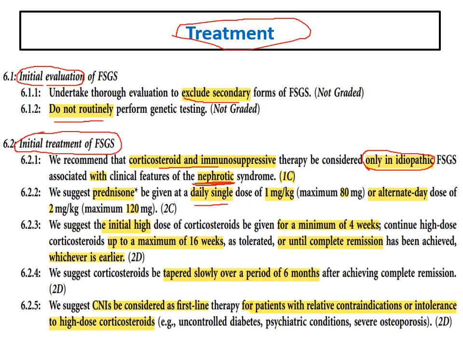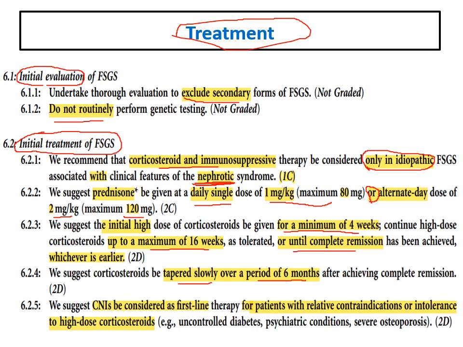Steroids should be given as a daily single dose of 1 mg per kg with a maximum of 80 mg, or another regimen is alternate-day dosing of 2 mg per kg with a maximum of 120 mg. This dose for the initial treatment should be continued for a minimum of 4 weeks and a maximum of 16 weeks as tolerated, or until complete remission has been achieved, whichever is earlier. After that, steroids should be tapered slowly over a period of 6 months.